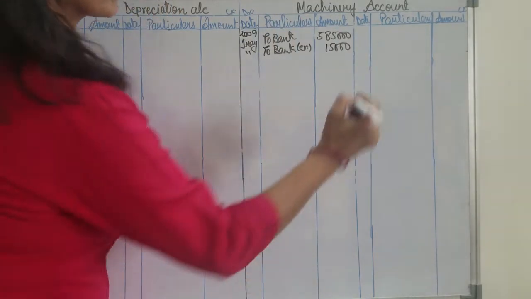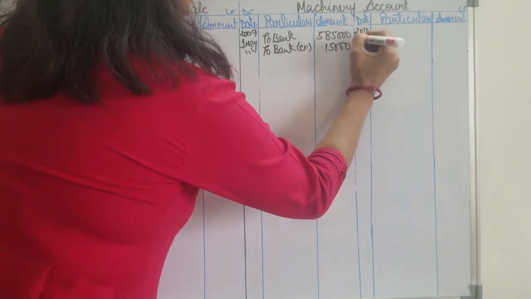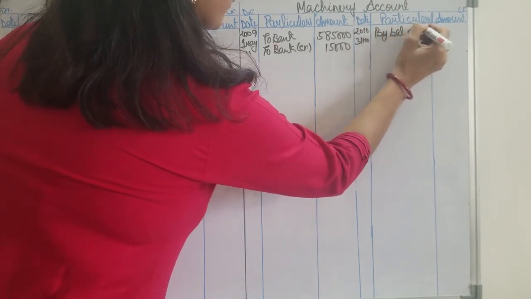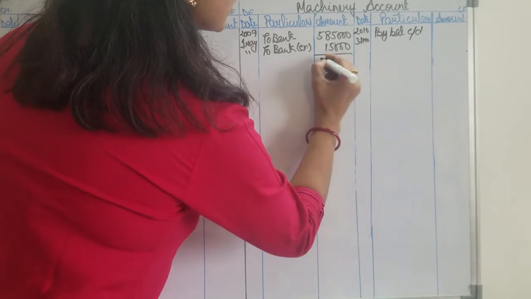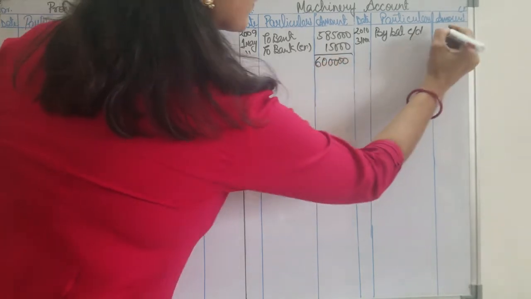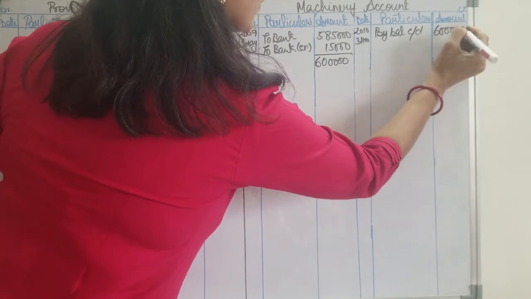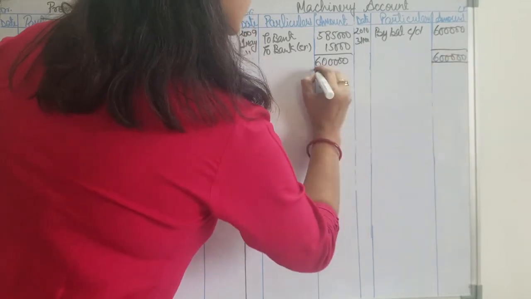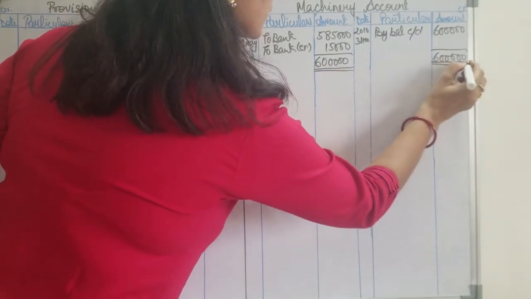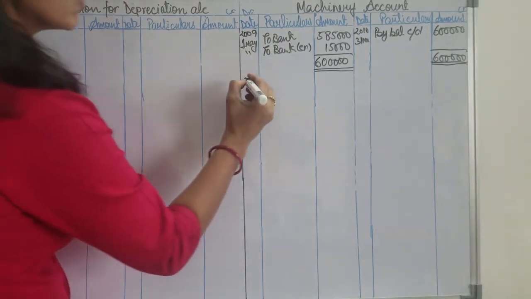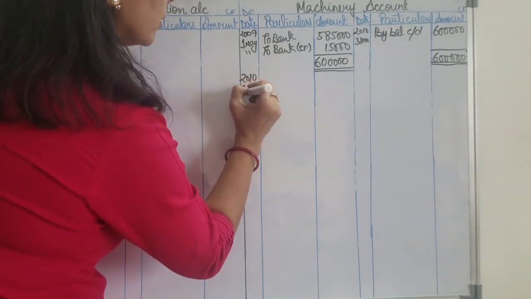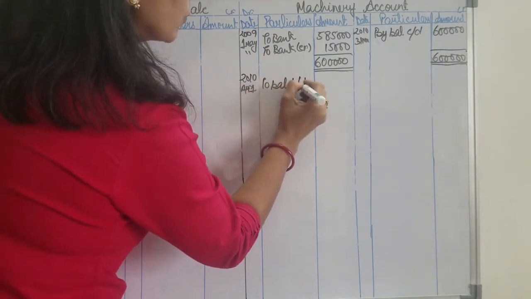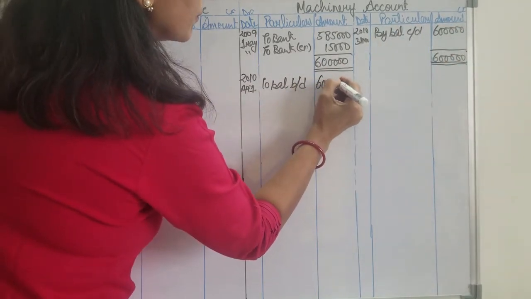Now the books of account are closed on 31st March every year. So on 31st March, by balance carried down, and the amount is 6 lakhs, right? Now this balance will be transferred here on 2010 April 1st, to balance brought down, this 6 lakhs here.